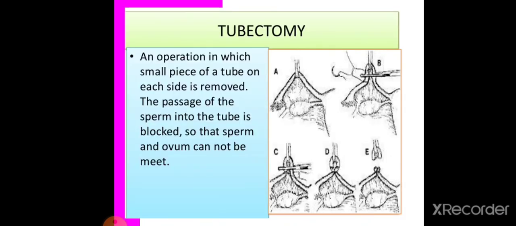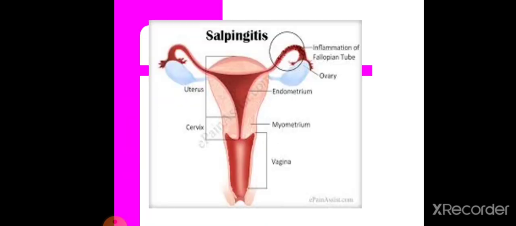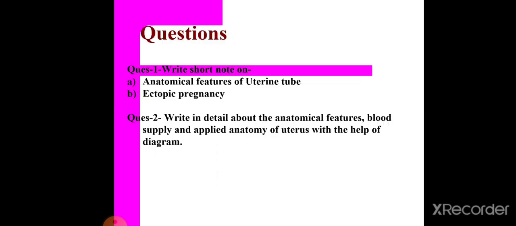Next is tubectomy. It is an operation in which a small piece of the fallopian tube on each side is removed and the passage of the sperm into the tube is blocked so that the sperm and ovum cannot meet. Next is salpingitis. It is the inflammation of the fallopian tube.